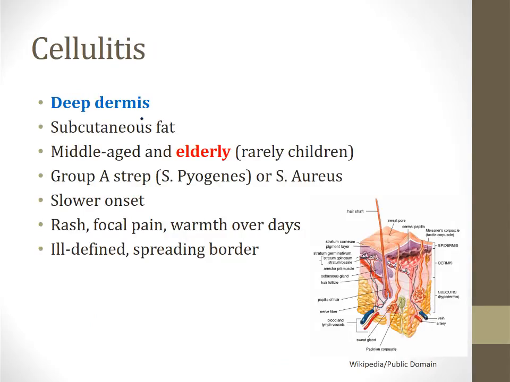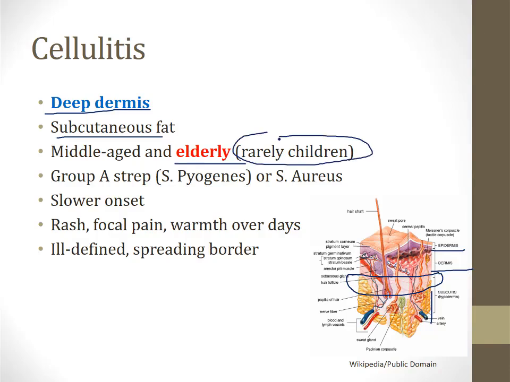Cellulitis is similar to erysipelas, however, the infection in this case is the deep dermis, not the superficial dermis. In addition, it can sometimes involve the subcutaneous fat. So remember that the layers of the skin are the epidermis, if you look at this picture on the bottom right side of the screen, followed by the dermis, followed by the subcutaneous fat. In cellulitis, we're talking about the deep dermis and the subcutaneous fat. This typically occurs in the middle-aged and especially the elderly. It rarely occurs in children.